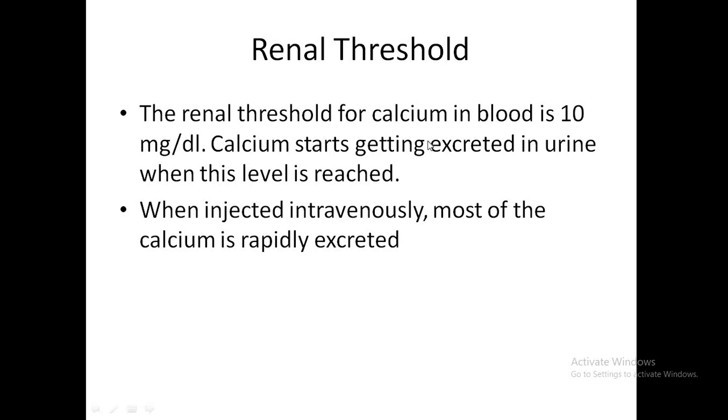Renal threshold for calcium is around 10 milligram per deciliter, and when this level is reached, calcium is excreted. And when injected intravenously, most of the calcium is rapidly excreted.